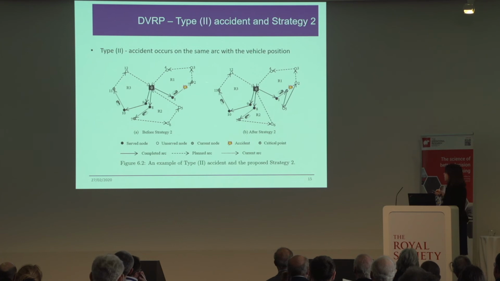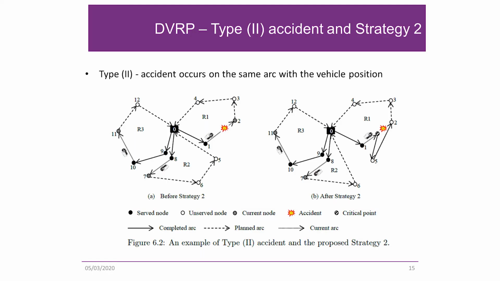And then for the second type of events, that is the accident occurs on the same arc with the vehicle position. For example, here, now the vehicle is moving from customer number 1 to 2, and there is an accident here. Obviously, this is a more urgent situation compared to the first type.